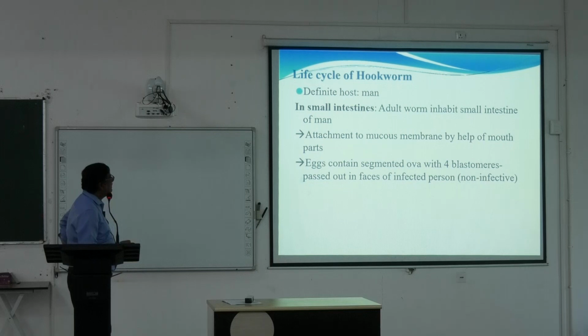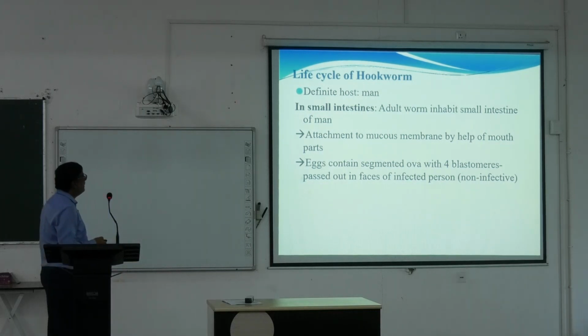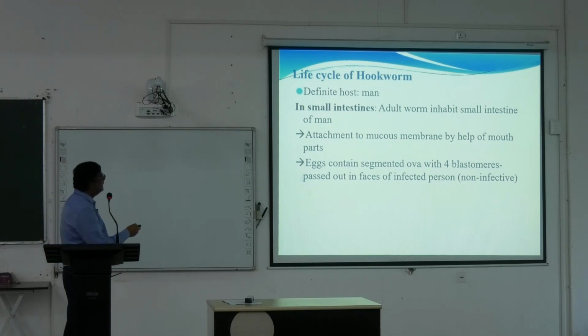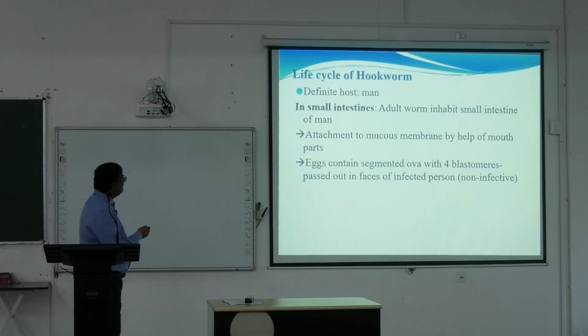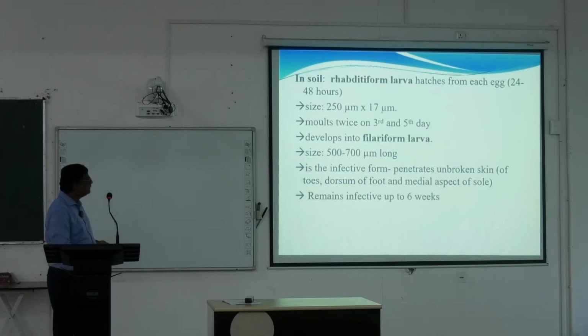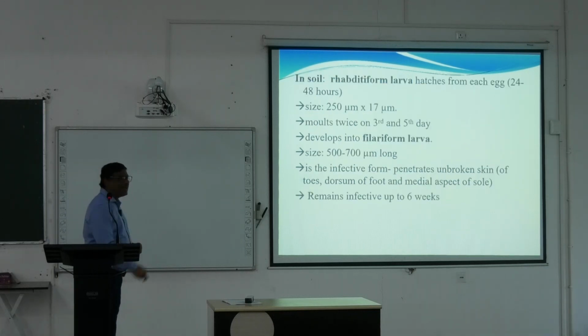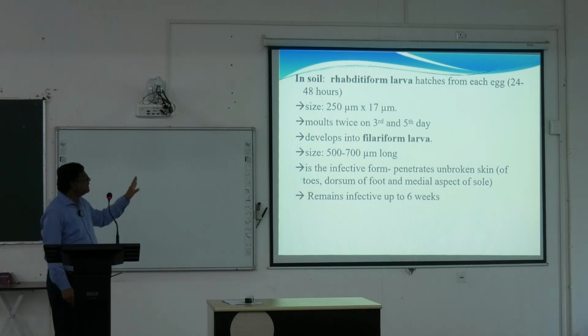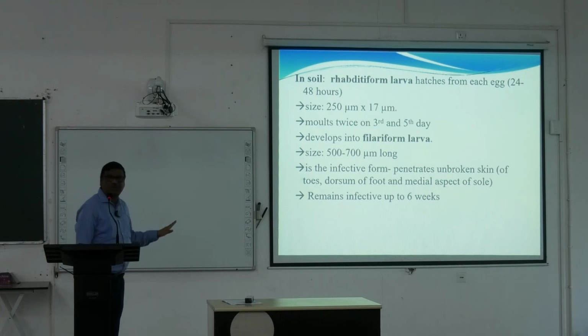Life cycle: the definitive host is man, and no intermediate host is required. In the small intestine, the adult worm inhabits the jejunum of man, attached to the mucous membrane with the help of its mouth parts. Eggs containing a segmented ovum with 4 blastomeres are passed out in the feces of the infected man. The soil phase is very important for this particular ovum, and is required for maturation.